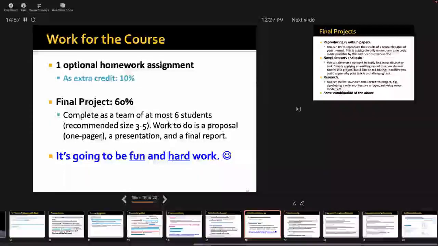So the work to do: at some point in this course, you're going to be asked to submit a proposal through Canvas, of course. And just before the first presentation, all of you are required to submit a PPT. This is kind of like a preview of your final project. And also, each team will need to make a presentation.